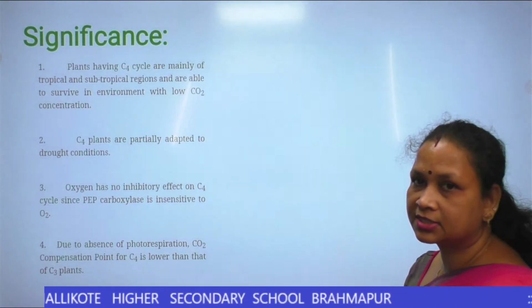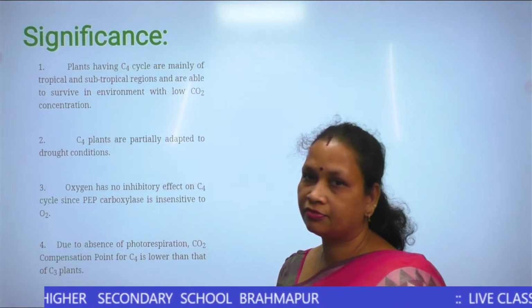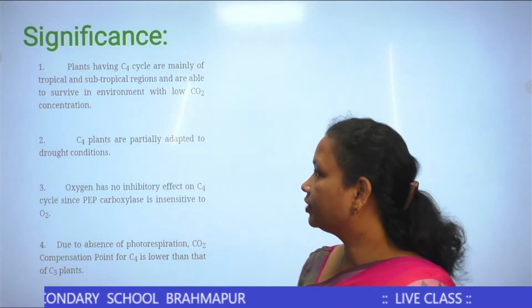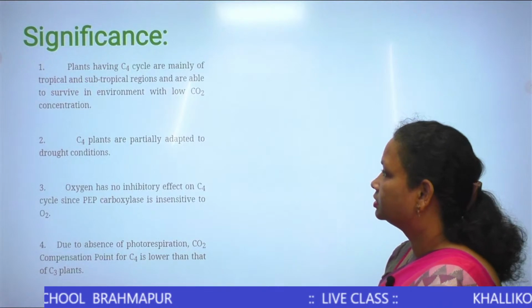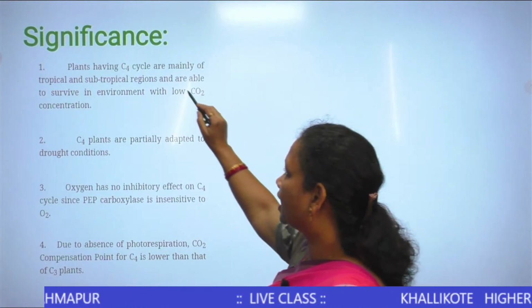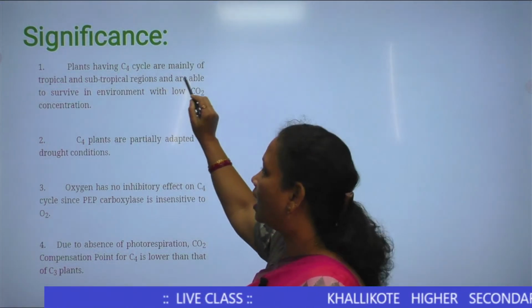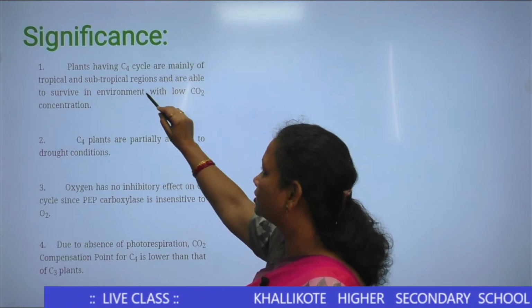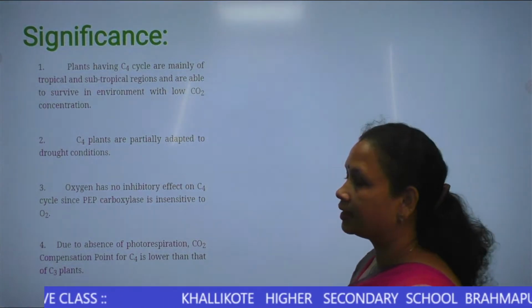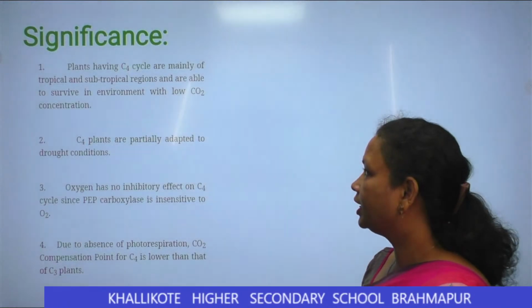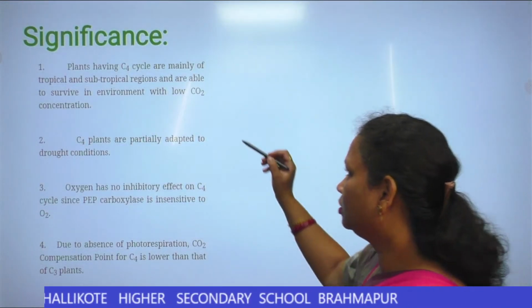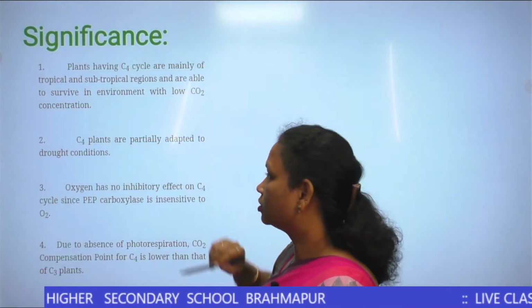So, what is then the significance of the C4 cycle? What we can know of the C4 cycle is that plants having the C4 cycle are mainly from tropical and subtropical regions and are able to survive in environments with low carbon dioxide concentration.